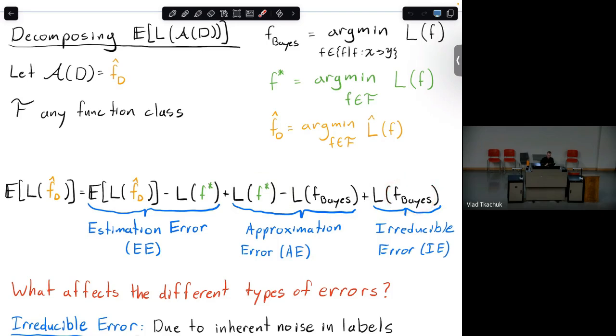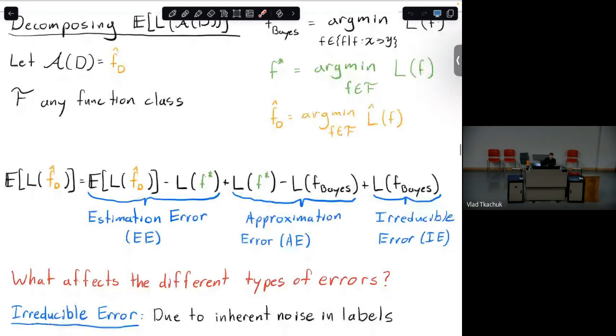Even if these were all 0, and you did everything as best as possible, with the biggest function class and infinite data, you would still get some loss from the inherent noise, since when you fix a feature there might be a lot of different correct labels. For that reason, this term is called the irreducible error. It is the error you could not reduce even with the biggest function class and infinite data. You just couldn't do anything about it.